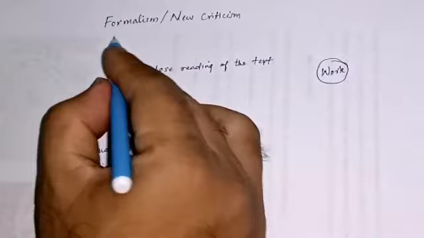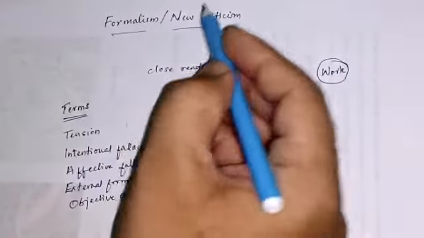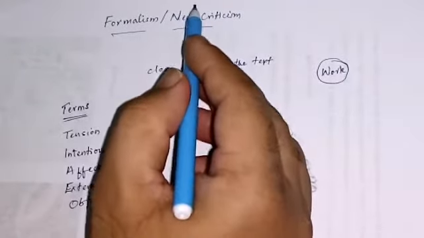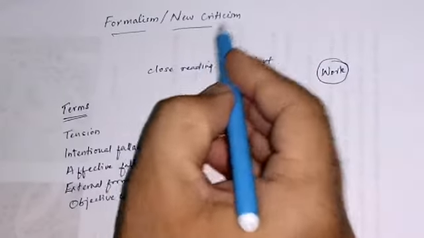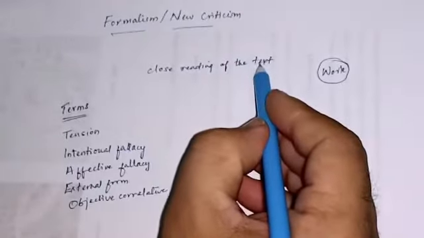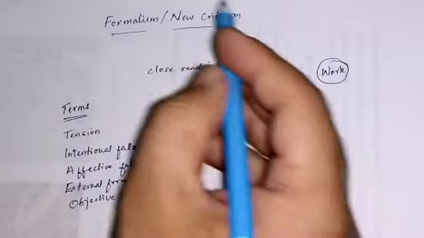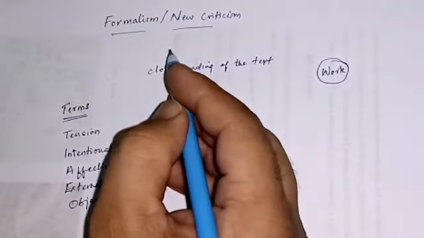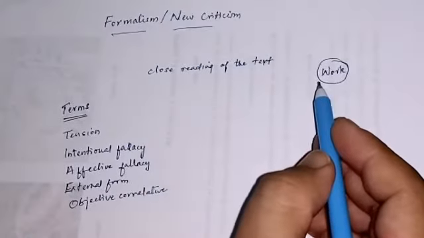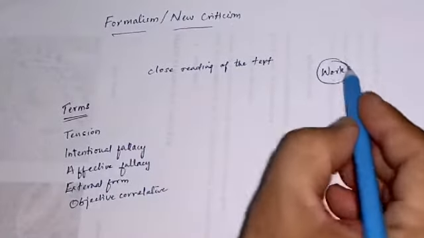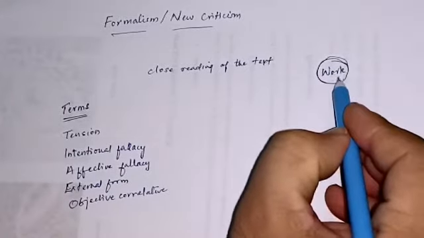Today, let's learn about formalism or new criticism. A formalistic approach to literature, or new criticism, involves a close reading of the text. Formalistic critics believe that all information essential to the interpretation of a work must be found within the work itself.